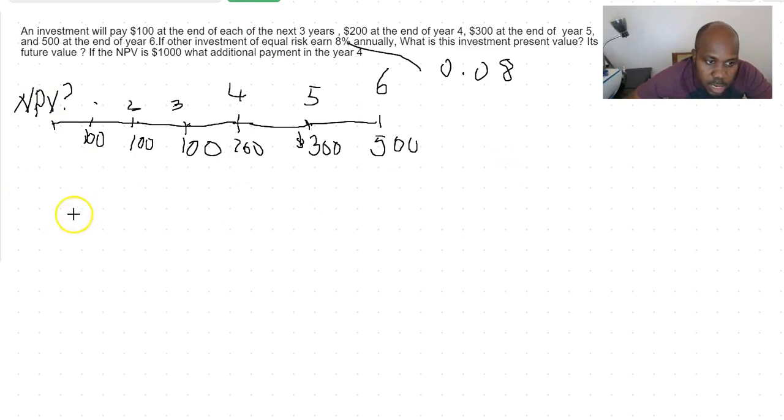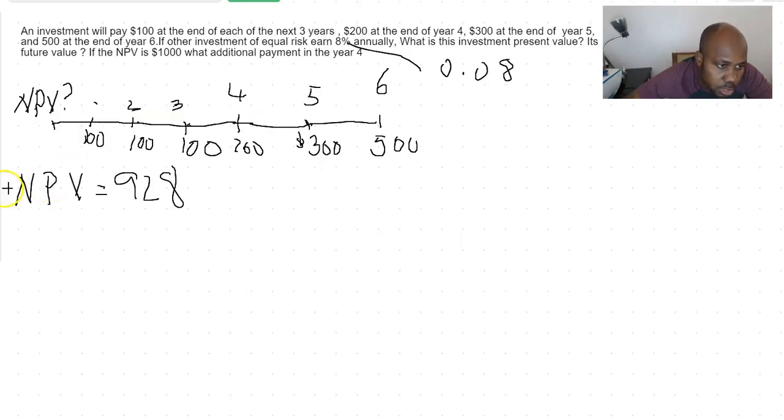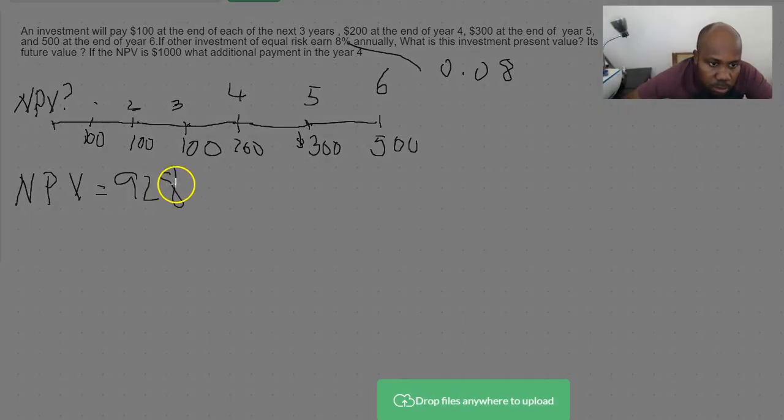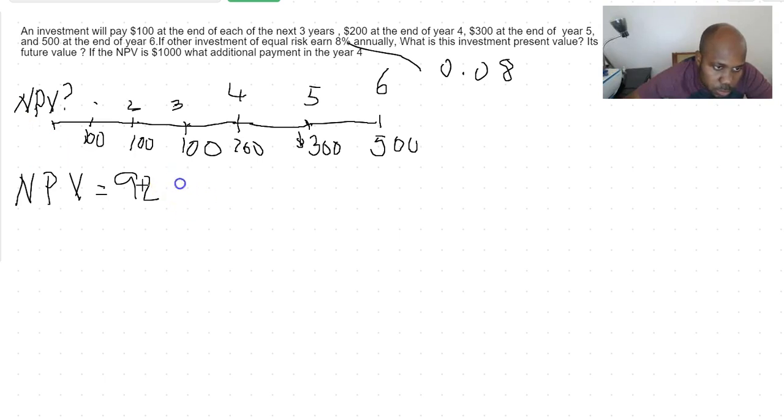So I found my net present value. I can say that my net present value is 923.98. That's the net present value.